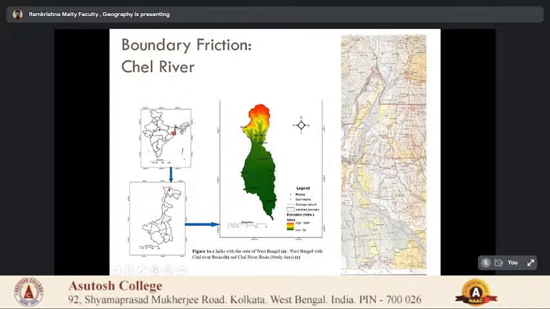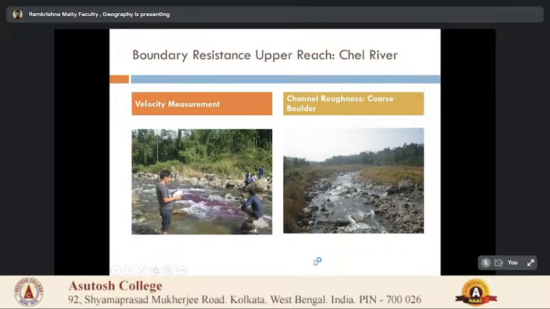In the mountain, from the Himalaya to the Piedmont region, it extends. So it has a mountainous course and a Piedmont course, and the majority of it is the Piedmont course. In the mountainous region, in the upper reach, you see how the condition of channel roughness is.